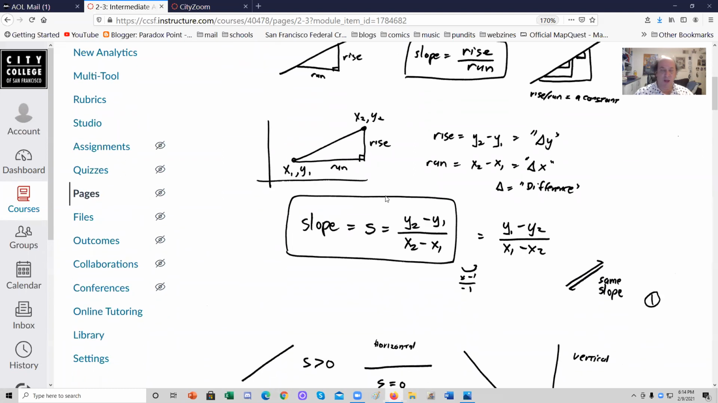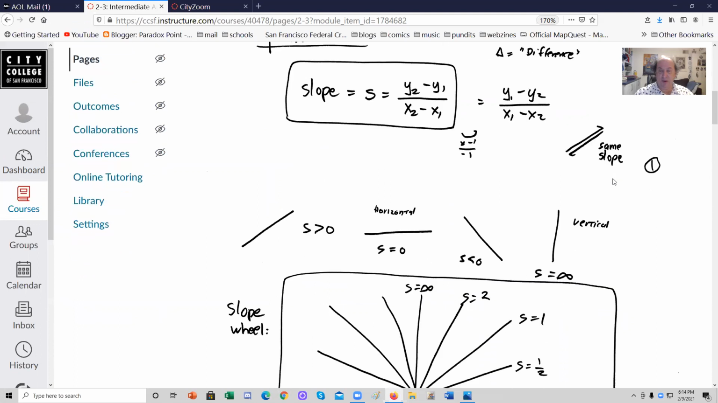Now, by the way, for some strange reason I've never been able to figure out, the book tends to use the letter M for slope. And why M for slope is a complete mystery to me. I use S, whatever. All right.